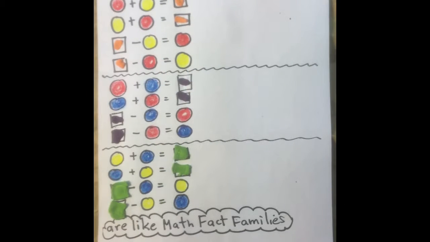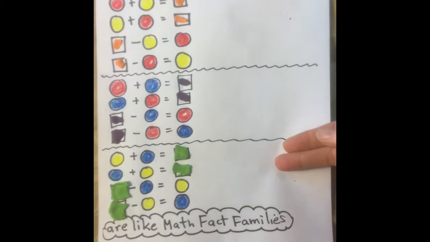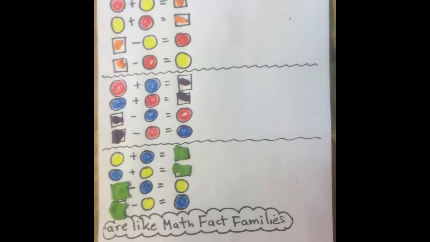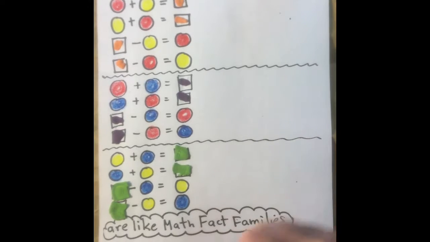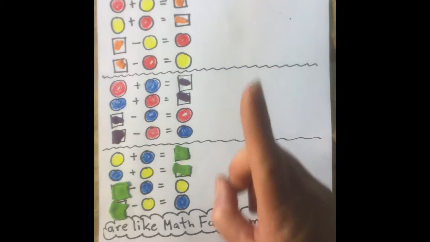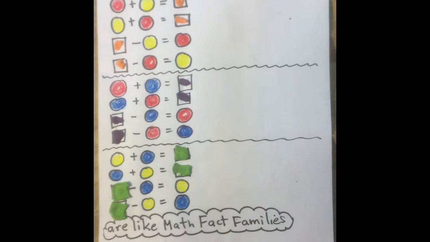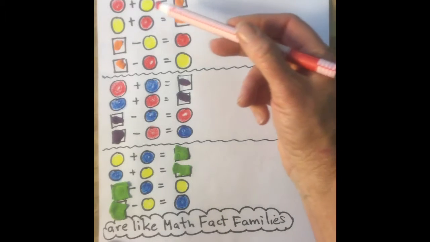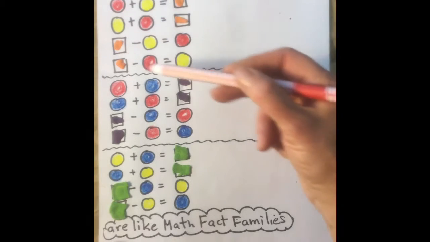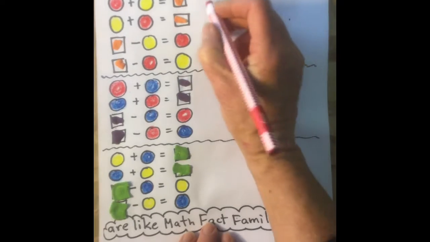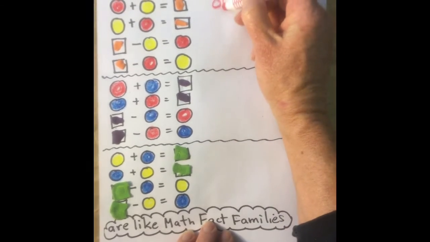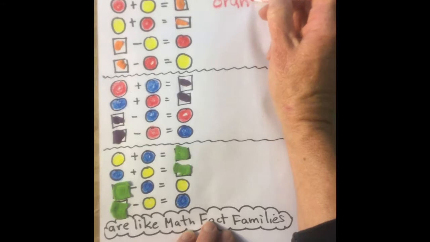Now that we have our chart completed, let's figure out what color families we made and name them. And then I'm going to challenge you guys to put a math fact family in each one of these columns. It could be any fact family you choose. So, what is the name of this color family here? Red and yellow makes it. Good job. This is the orange color family.